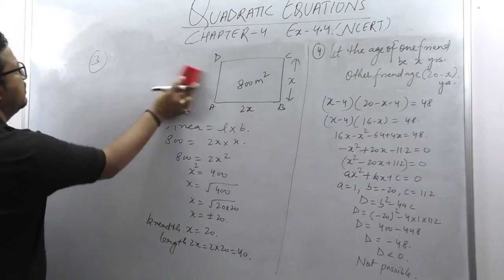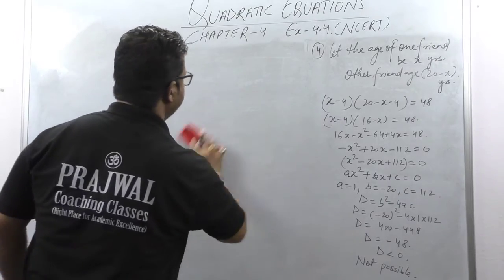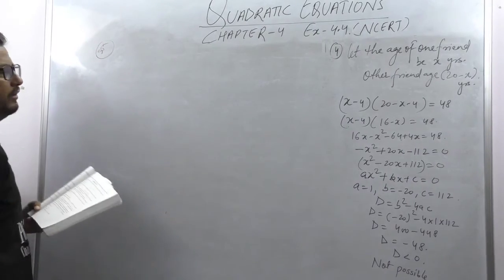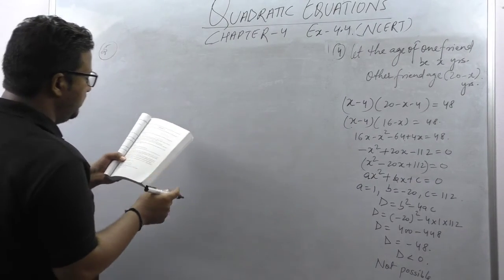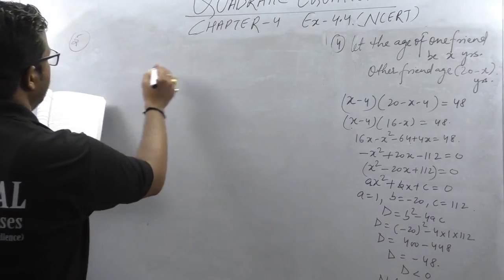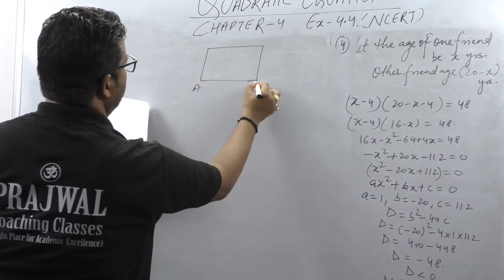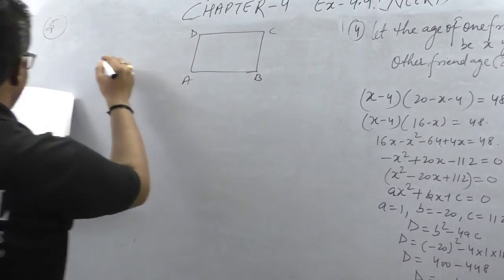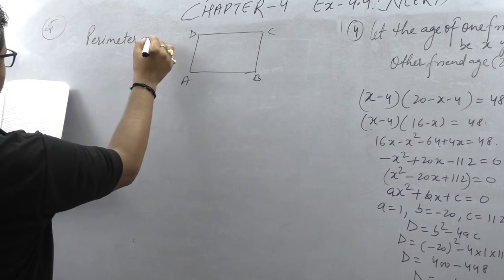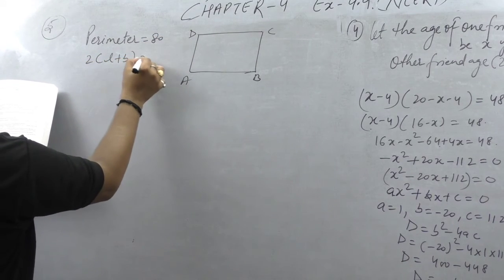Now we can move to question number 5, the last question of this exercise. Alright everyone, now see question number 5. It is given: is it possible to design a rectangular park of perimeter 80? Say a rectangular park ABCD is given, and the perimeter is given as 80. You already know the perimeter formula is 2 times (L plus B), which is 80.